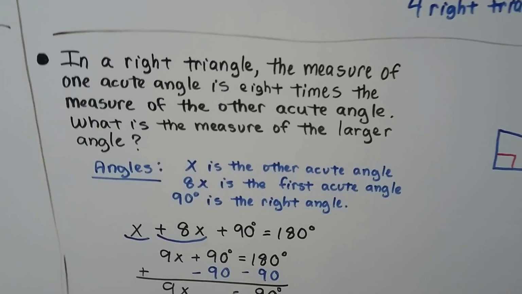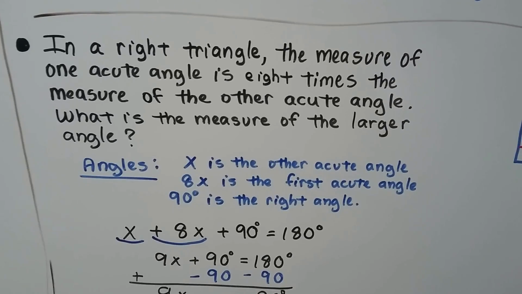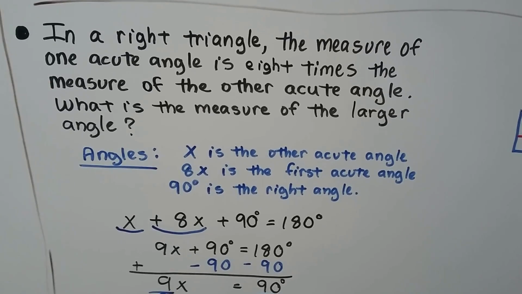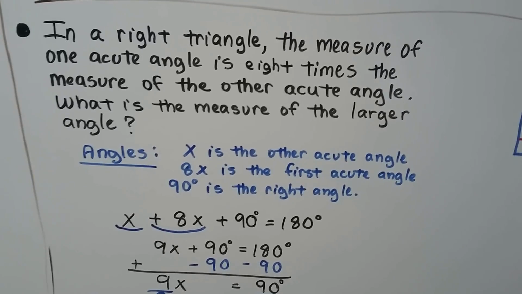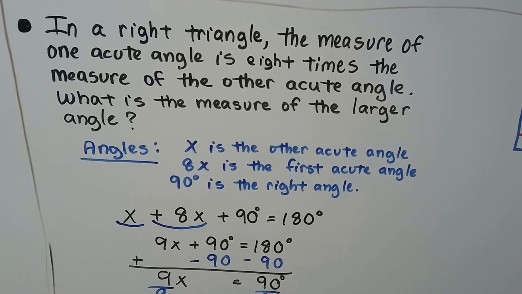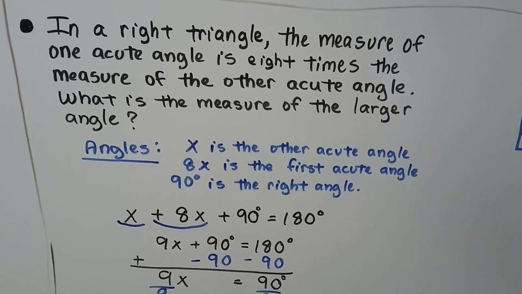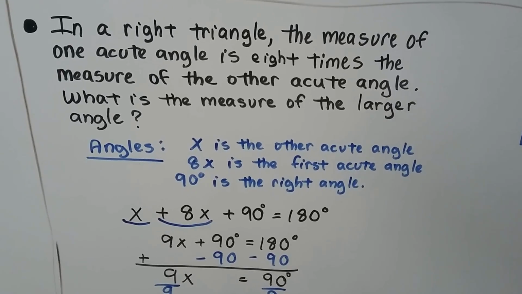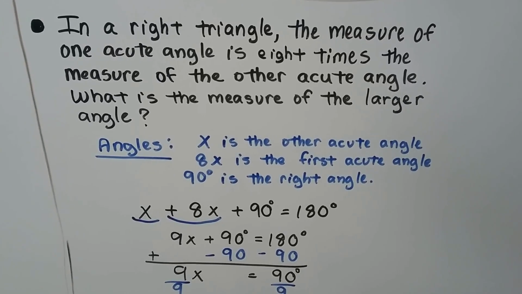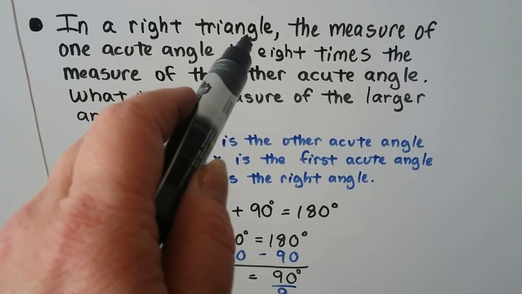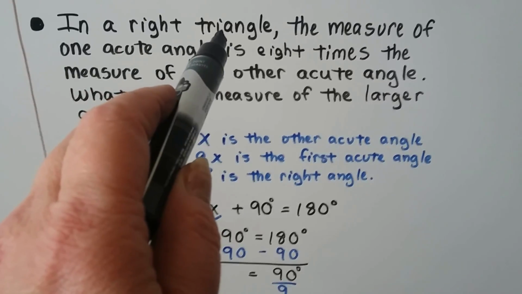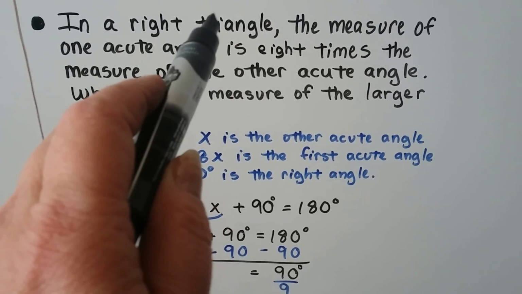Okay, it says in a right triangle, the measure of one acute angle is 8 times the measure of the other acute angle. What is the measure of the larger angle? So it can sound confusing, but we know that we can break this into little baby parts and it makes it easier. It says it's a right triangle. That means one of the angles is 90 degrees, doesn't it? So we've already got one measure.